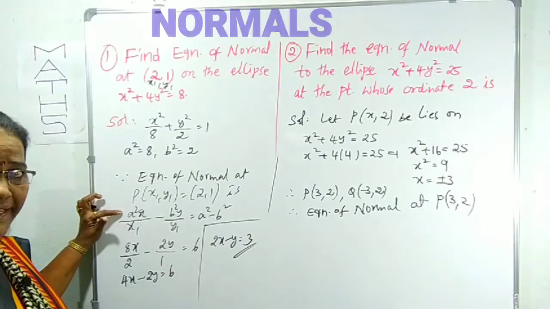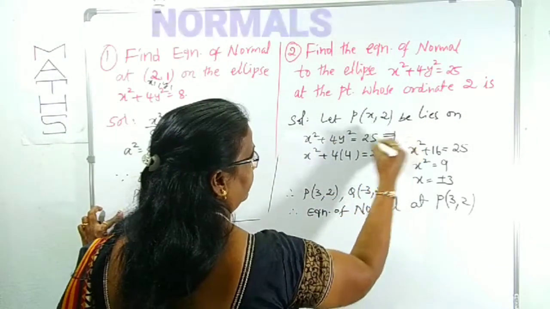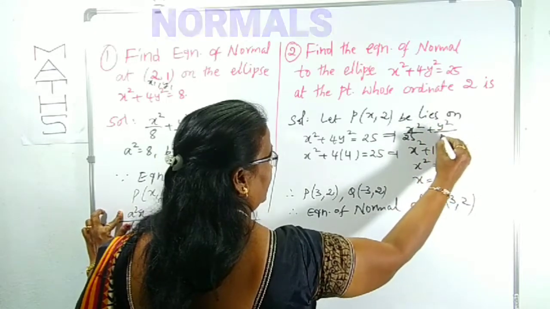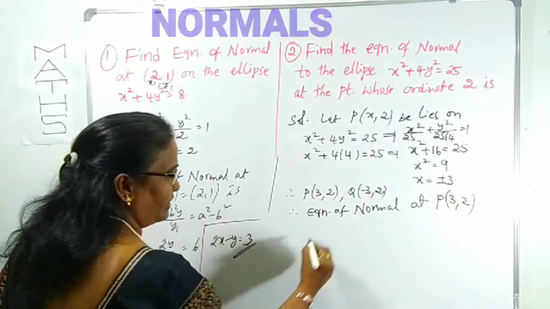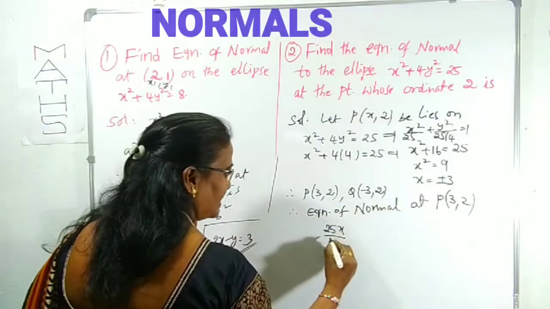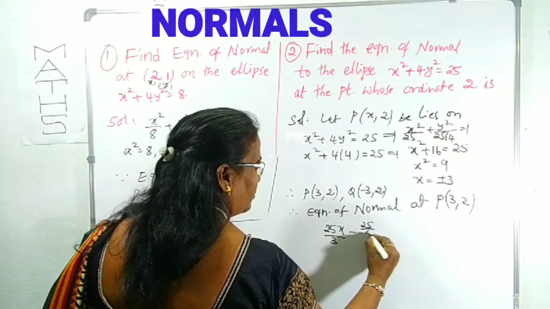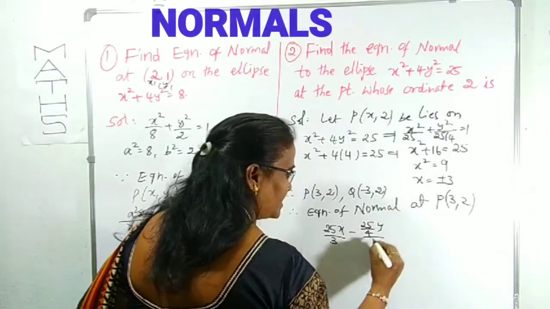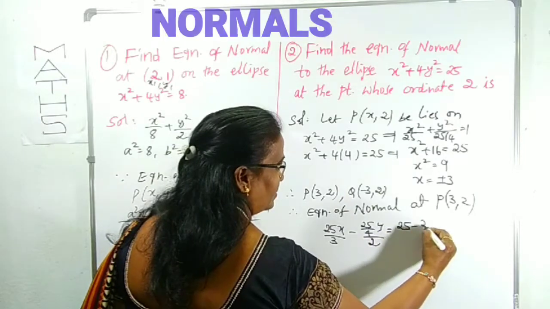What is the formula? In this case, a square is 25. The ellipse is x square by 25 plus y square by 25 by 4 equals 1. So a square is clearly 25, b square is 25 by 4. The normal is a square x by x1 minus b square y by y1 equals a square minus b square, where x1 is 3 and y1 is 2. That is 25 minus 25 by 4.